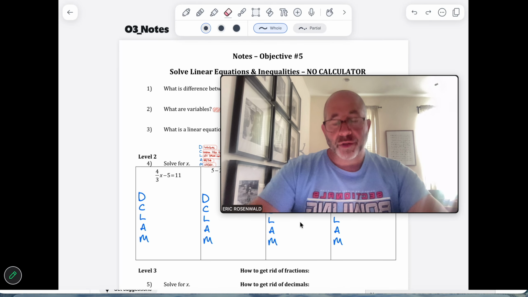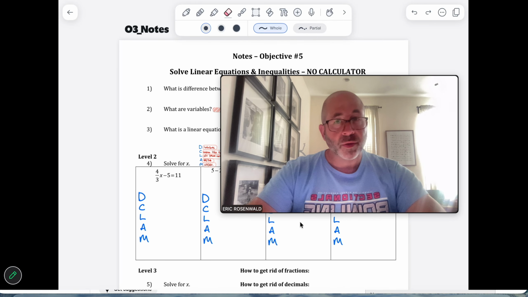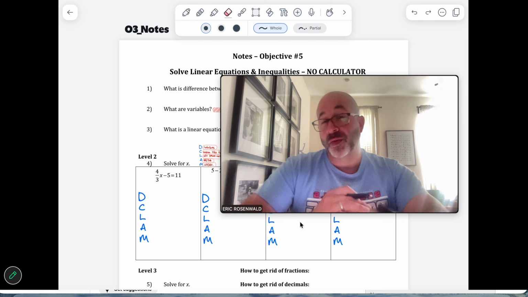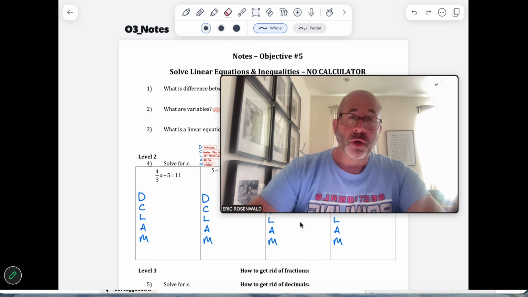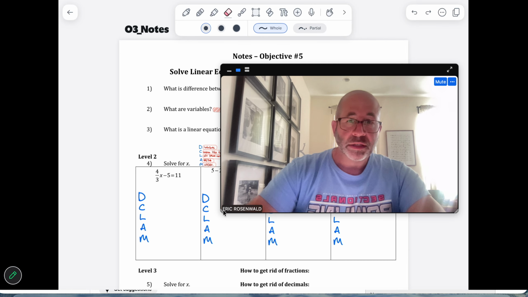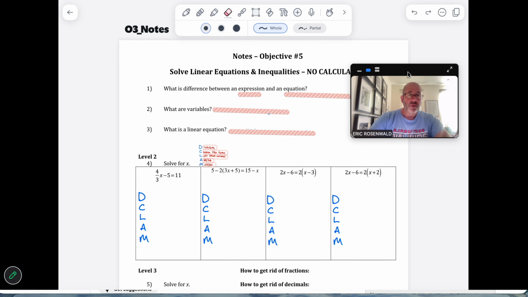Welcome back, GL students. We are going to work on objective 3, which deals with solving linear equations and inequalities. And we're going to try to tackle all this without a calculator, okay? So let's get started. Let me get myself out of the way here, and we will get moving.